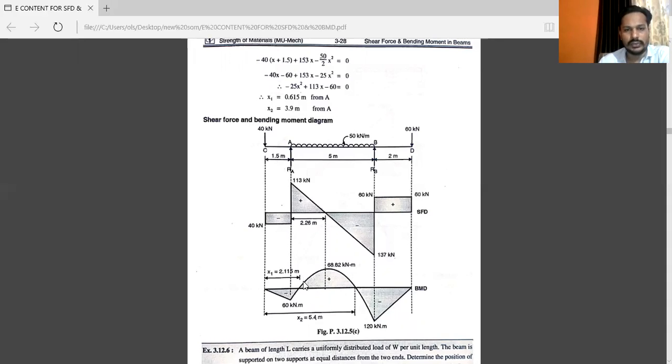You can see here. So you will get the value of X1. Similarly, you can calculate the value of X2. For X2, you have to extend this point here. And the remaining things are same like previous. You will get the point of contraflexure, that is X2 also.